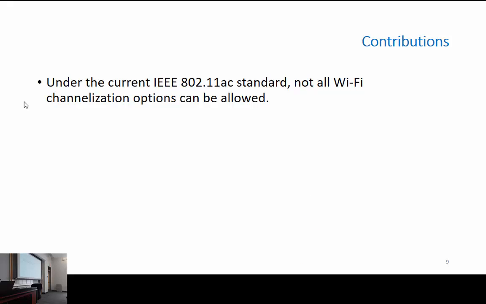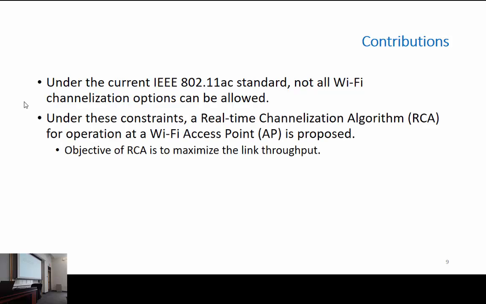So here is the contribution of our work. First and foremost, earlier I showed a slide with all the channelization options that were possible for Wi-Fi devices if they were to operate in the shared spectrum. But through our experiments, we show that at least as far as the current 802.11ac standard is concerned, not all of these channelizations are possible, in the sense that if devices were to operate in these channelizations, then you cannot mitigate the interference that's caused to DSRC devices.